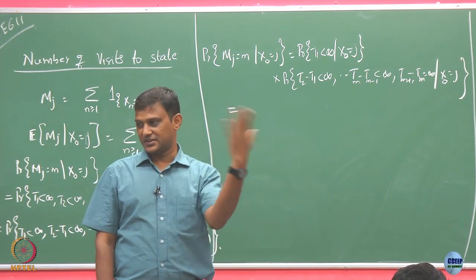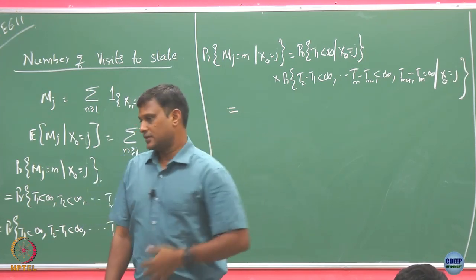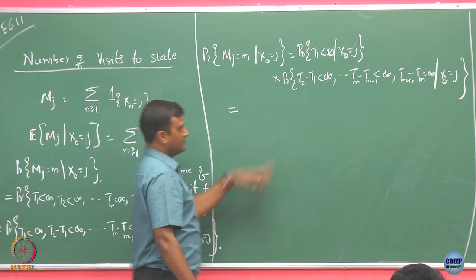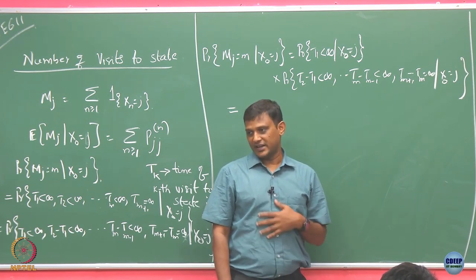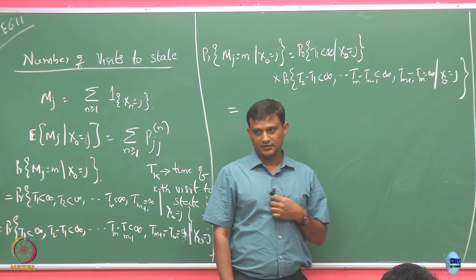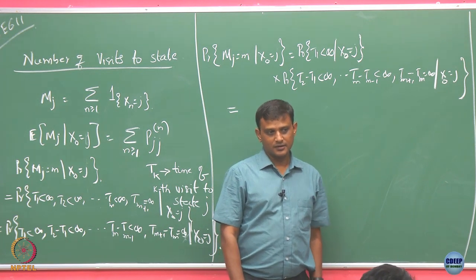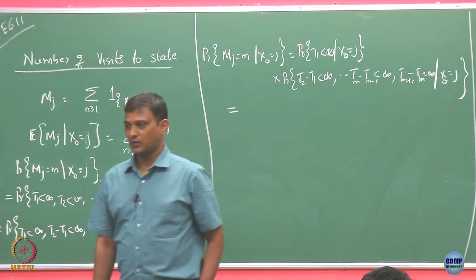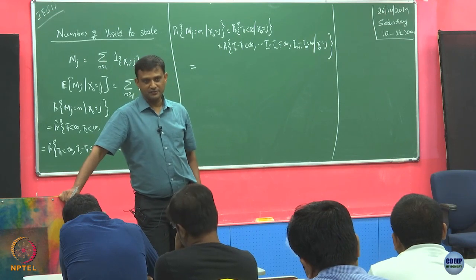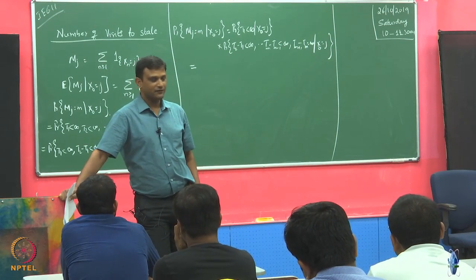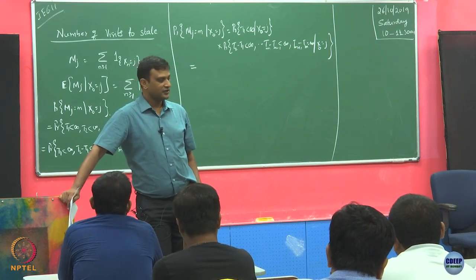Hitting means I can just think of it as whenever I am going to hit state j. Probability of ever hitting state j starting from x naught equals to j, what is this? Did we define something in terms of the fjj's? What was fjj? There was something called fjj of n also, right? What was fjj of superscript n? Yeah, starting from state j, probability that you are going to hit state j for the first time in n times. And we defined fjj to be the sum of fjj of n's.